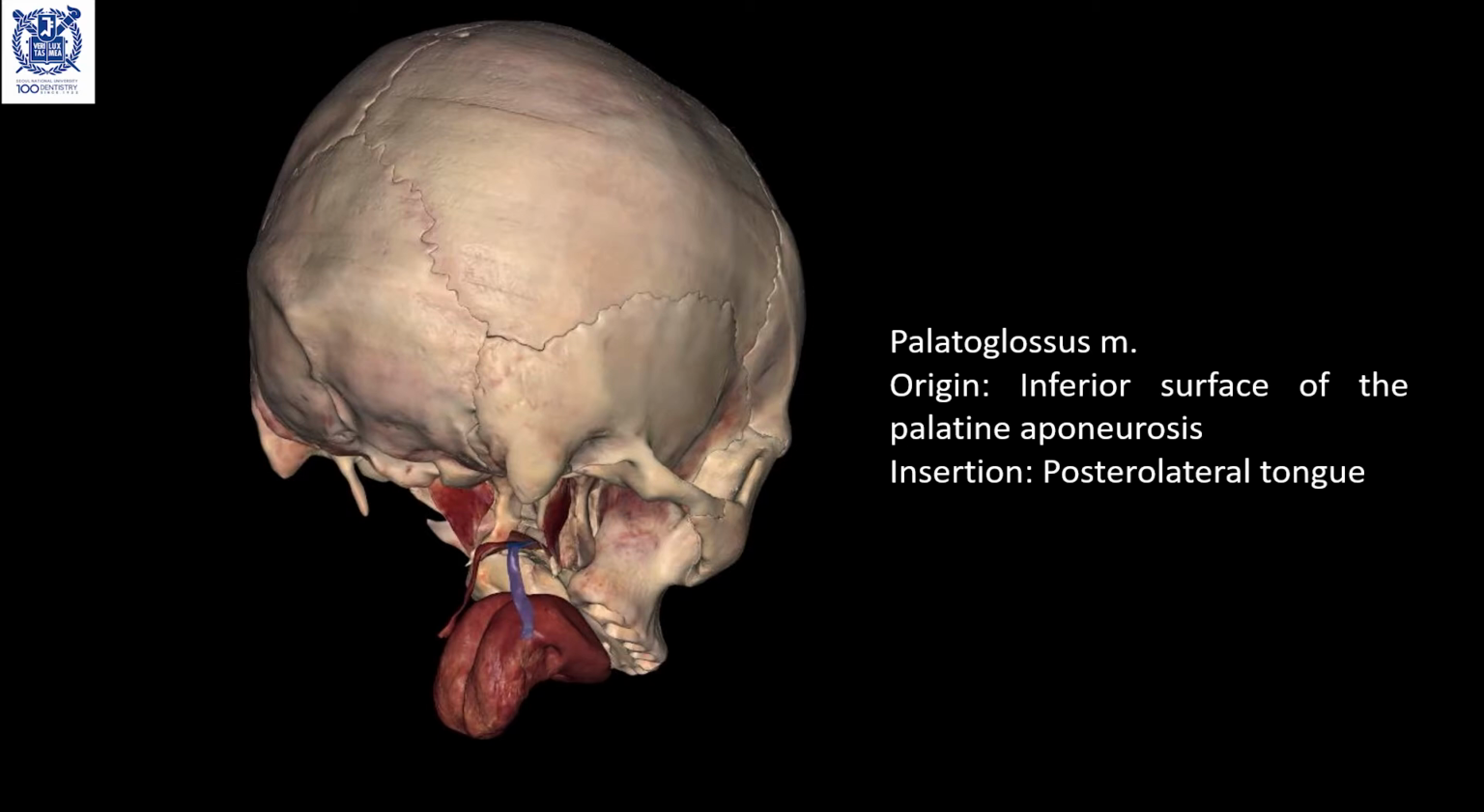Palatoglossus can also be classified as one of the extrinsic tongue muscles, and is peculiarly not innervated by the hypoglossal nerve. However, when it is classified as a soft palate muscle, it is naturally innervated by the pharyngeal branch of the vagus nerve.